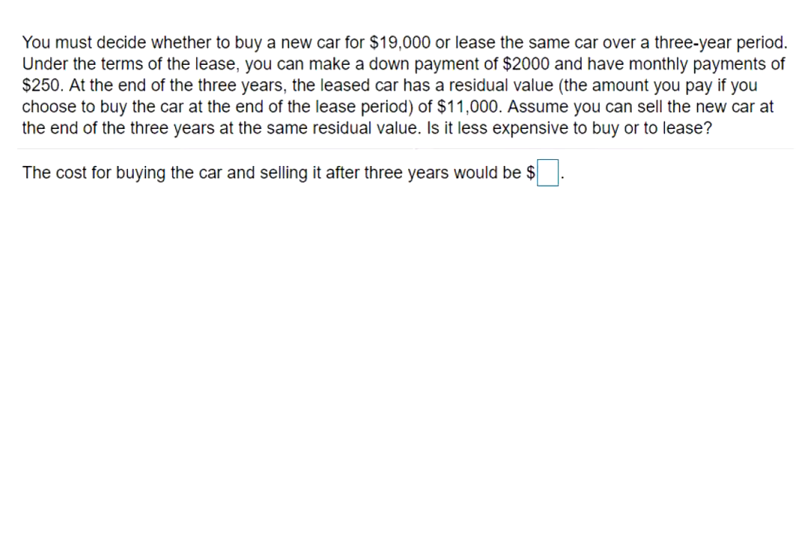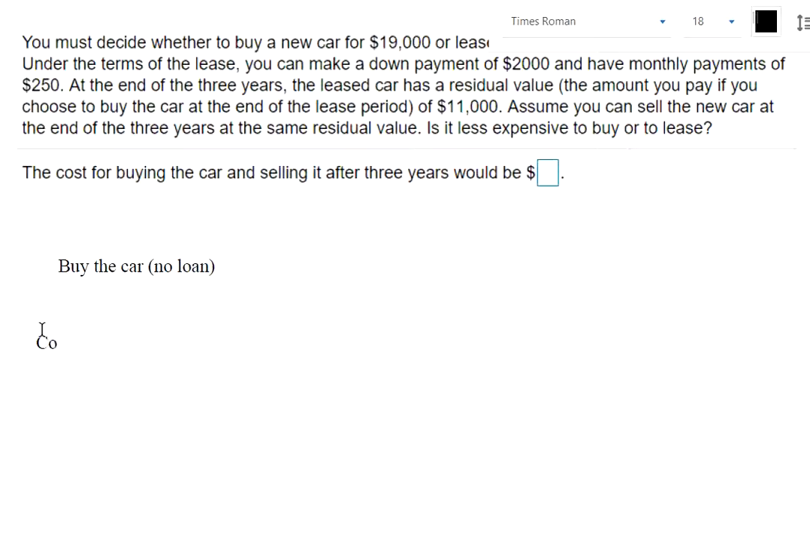Go ahead and pause the video to read through this word problem. And after you've done that, there's basically two options. Buy the car without any lease or any loan or anything like that. If we take that option, it costs $19,000. There's no funny business to that option. You just have to buy it, and then it's going to cost you $19,000.